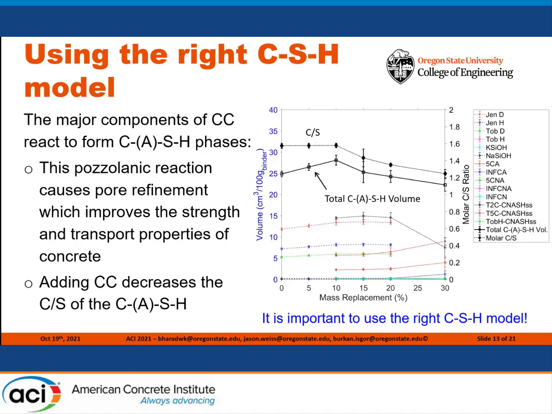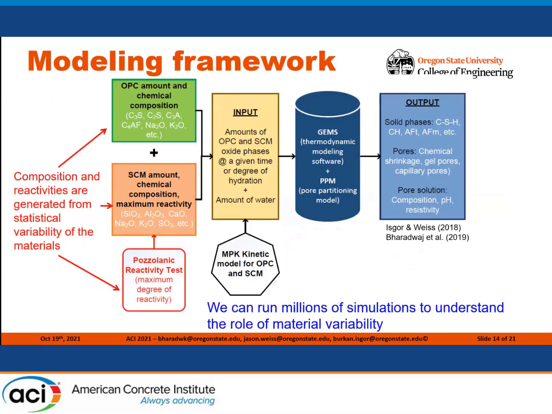So to the best of our knowledge, we're the first group that has implemented and automated this selection of the right calcium silicate hydrate model algorithmically. What essentially that means is that we can switch between the CSH models automatically, and we can select the right CSH model to use for the right mixture composition without any need for experimental input.